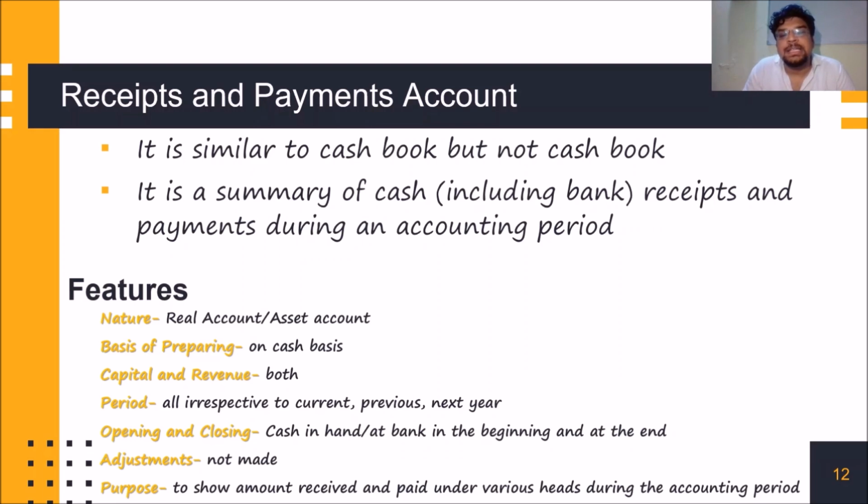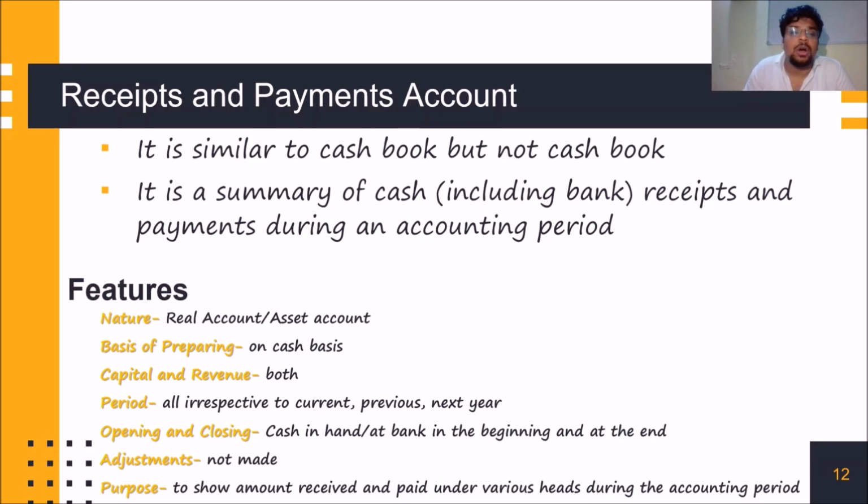So here it is a summary of cash receipts and payments during an accounting period, right? So we take total receipts and total payments from the cash book, and in the cash book we find separate entries date wise. Okay, features. What are the features of a receipts and payments account? Sometimes it comes as a one mark question, that what is the nature of a receipts and payments account.